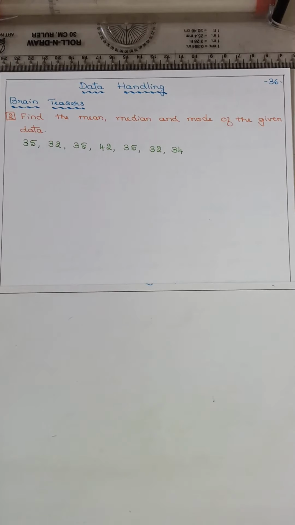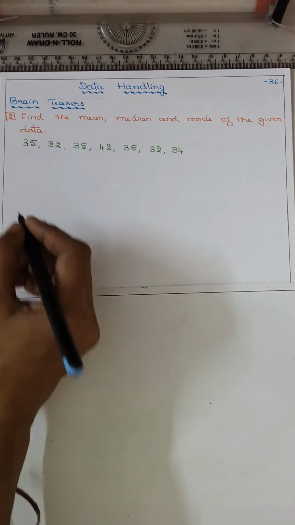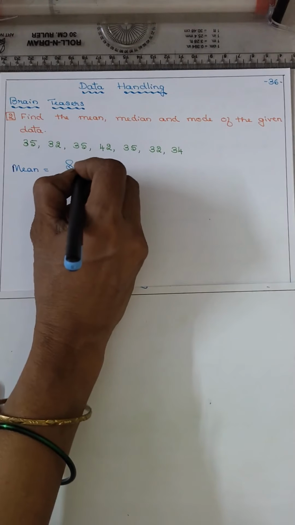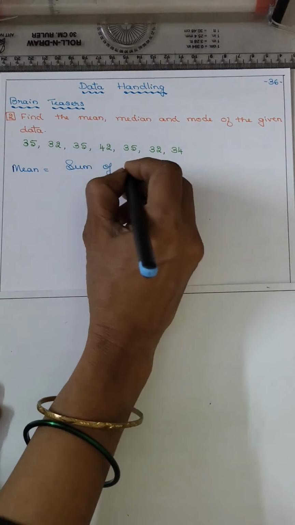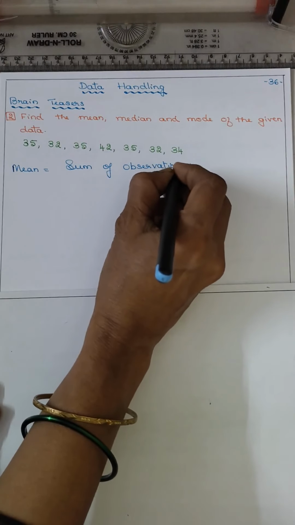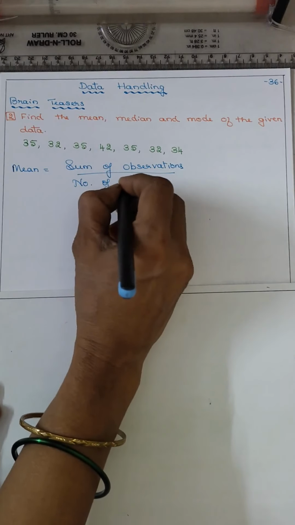Now coming to the second question, find the mean, median and mode of the given data. So you have to find out all the three: mean, median, mode. First it is the mean. For mean, what we have to do? The sum of observations upon the number of observations, isn't it?